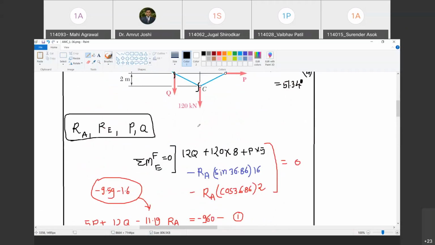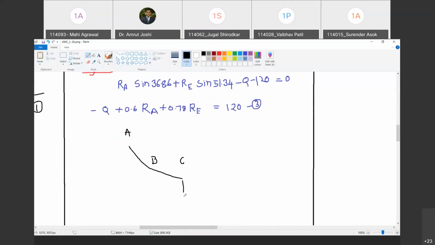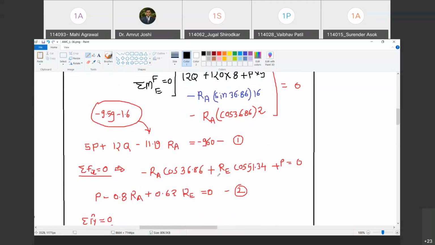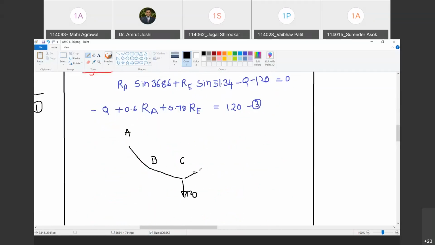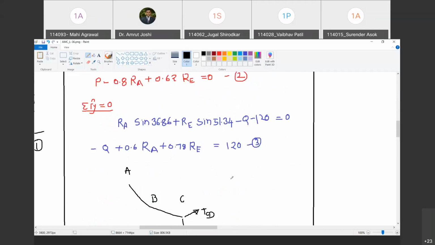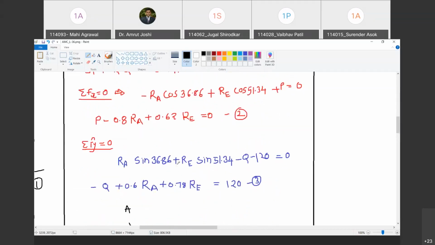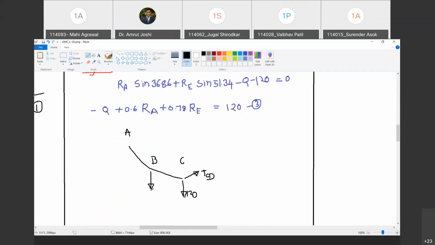At C, we have 120 kilonewton load downward. Happy? Yes, sir. Then we also have tension in string CD, so I'm going to show that as TCD. Happy? Then what else? We have Q here at B, and we have RA at an angle alpha.